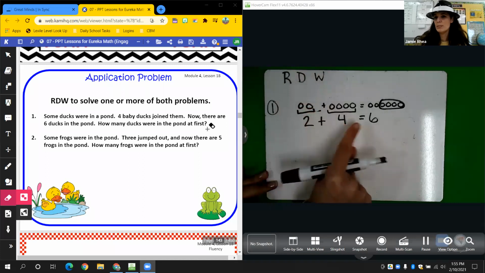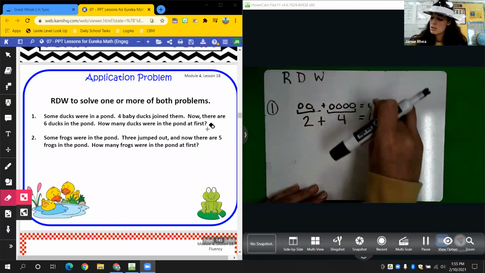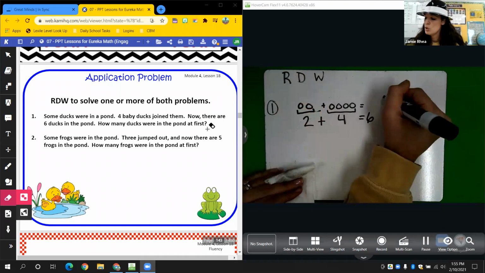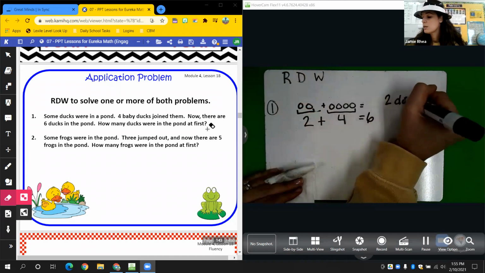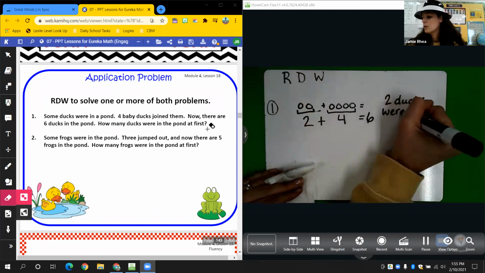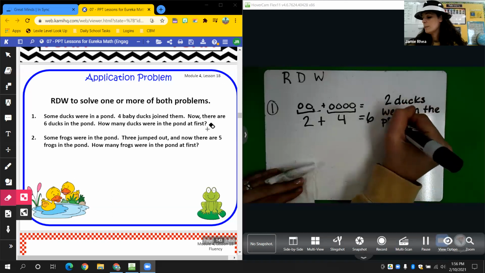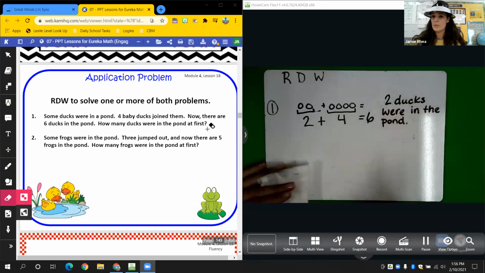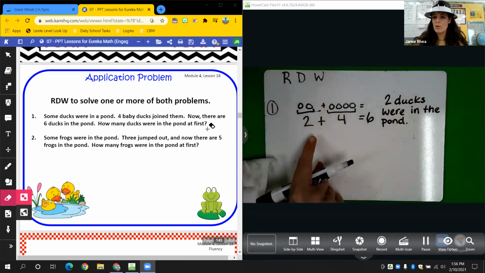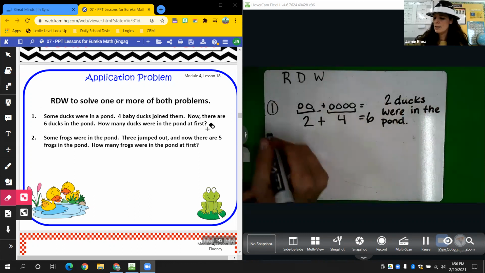Plus 4 more joined them. Now we have 6 ducks. So I'm going to erase our picture at the end here so I can write 2 ducks were in the pond. Okay, now, did we draw our picture? Yes, we did. Did we write it out? We wrote not just a number sentence, but we wrote a statement also. All right, let's look at number 2.